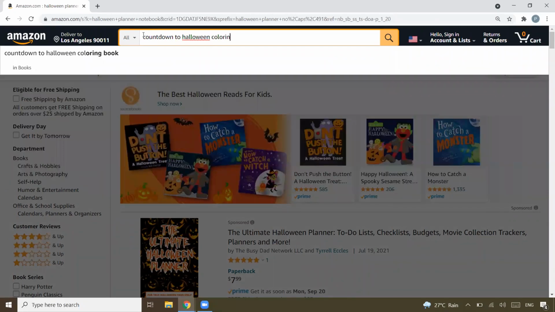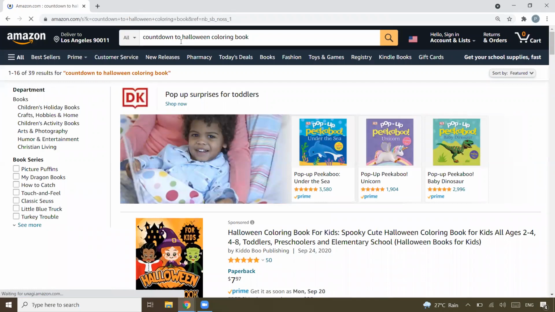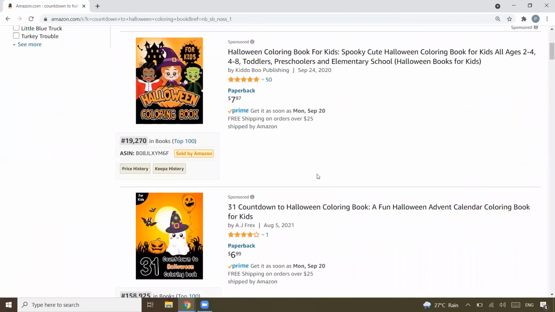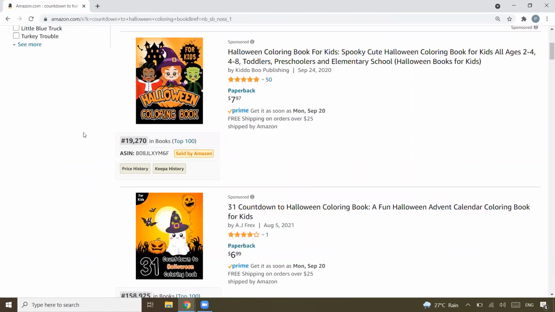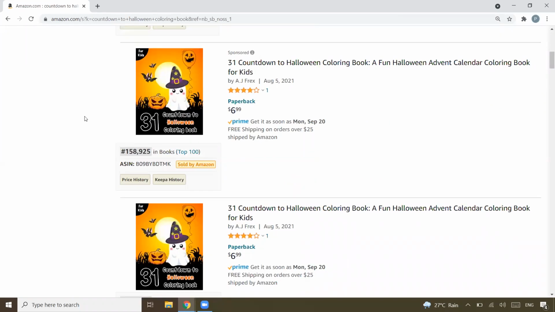You can try and take a look at the other ones as well, but for now, let's take a look at the one that I have identified, which is Countdown to Halloween Coloring Book. And take a look at this, it is just 39 results. So very low competition. Here, this one is a sponsored one, so that means people are running ads for this keyword. And it has a BSR of 19,270, very low, pretty good.